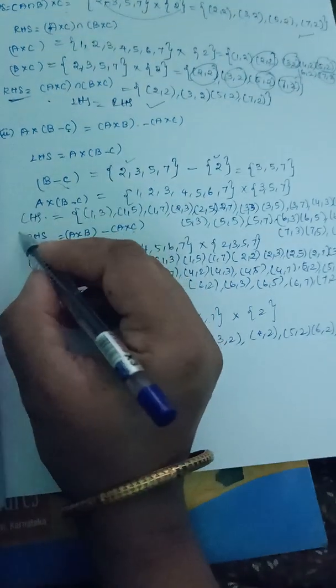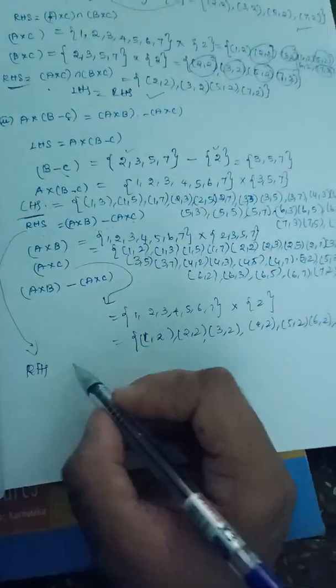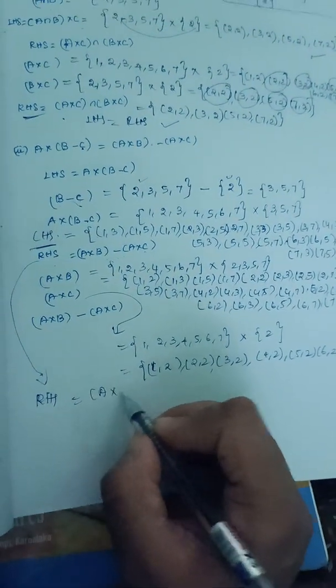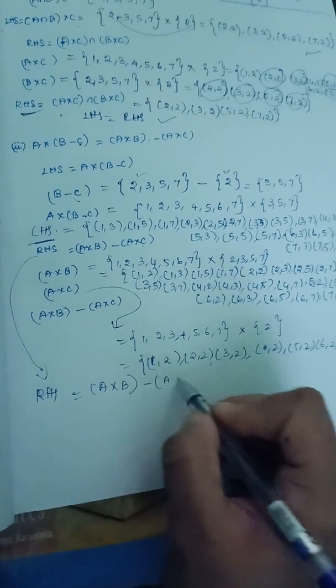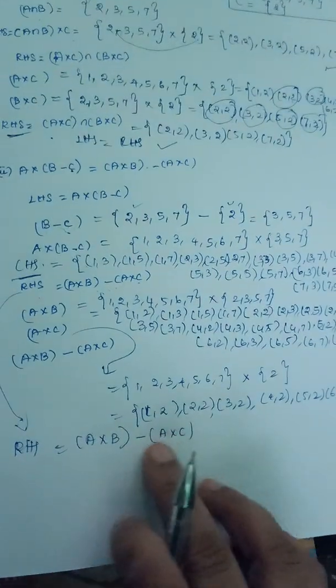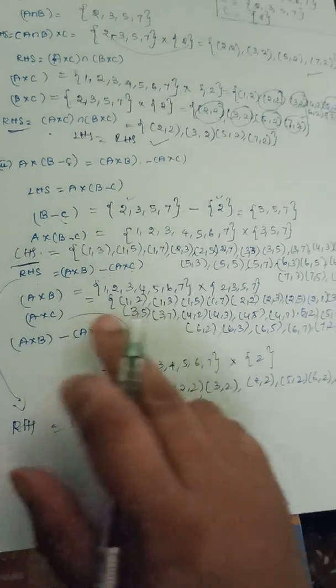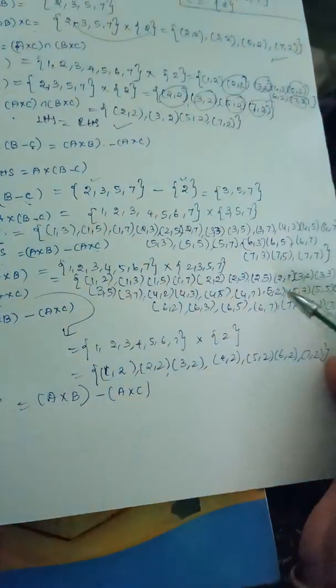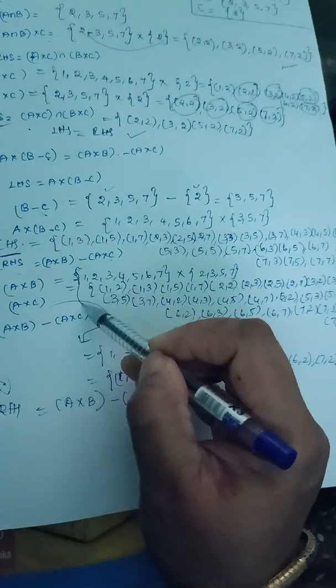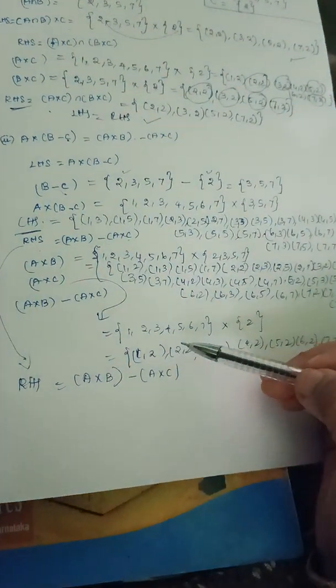LHS is over. This is LHS. RHS only we are coming. A cross B minus A cross C. Okay? We are going to subtract A cross C from A cross B like that. A cross B, we have a big list here. You can see this list. So we are going to subtract A cross C.